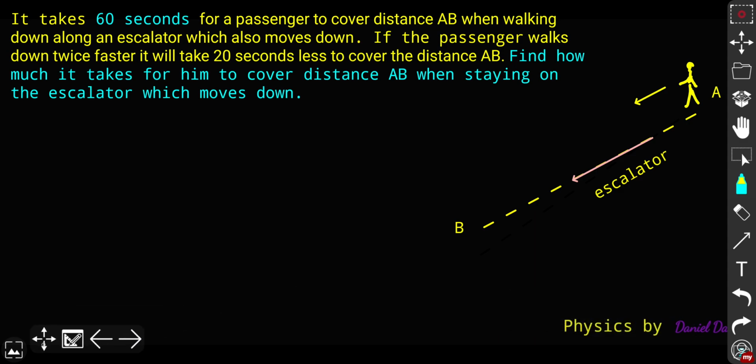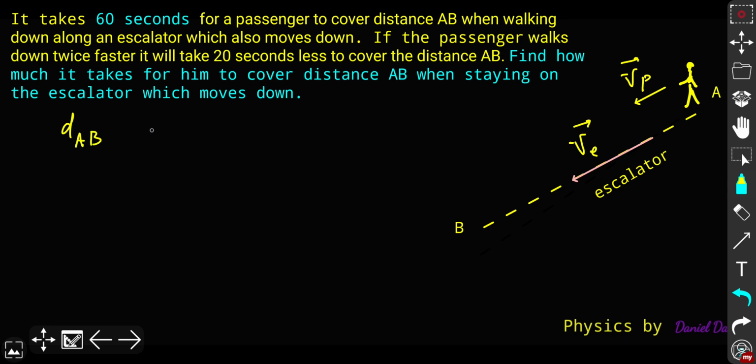Alright, so we have an escalator moving down, and it takes 60 seconds for a passenger to cover the distance when walking down a long escalator with some speed or some velocity. For the passenger, we can mark VP as the velocity of the passenger, and let's mark the velocity of the moving escalator down from point A to B. That red arrow indicates the direction of the escalator. Right now we can complete the equation for the distance from A to B. Let's mark this distance as D.